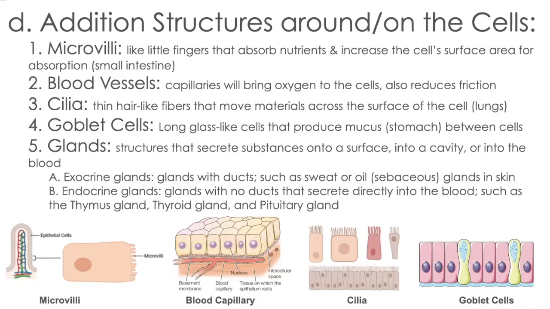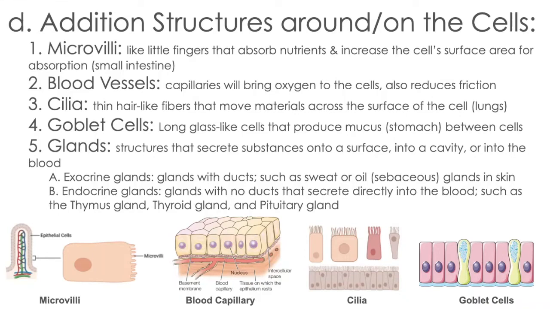Now, not just microvilli, these little extensions that could be on top of a cell or on the side of the cell, but you may have cilia. Now, cilia are kind of like microvilli, but they don't really have the blood vessels within them. They are more hair-like. They move materials across the surface of the cell membrane. Maybe they might try and move the material out of the lungs.